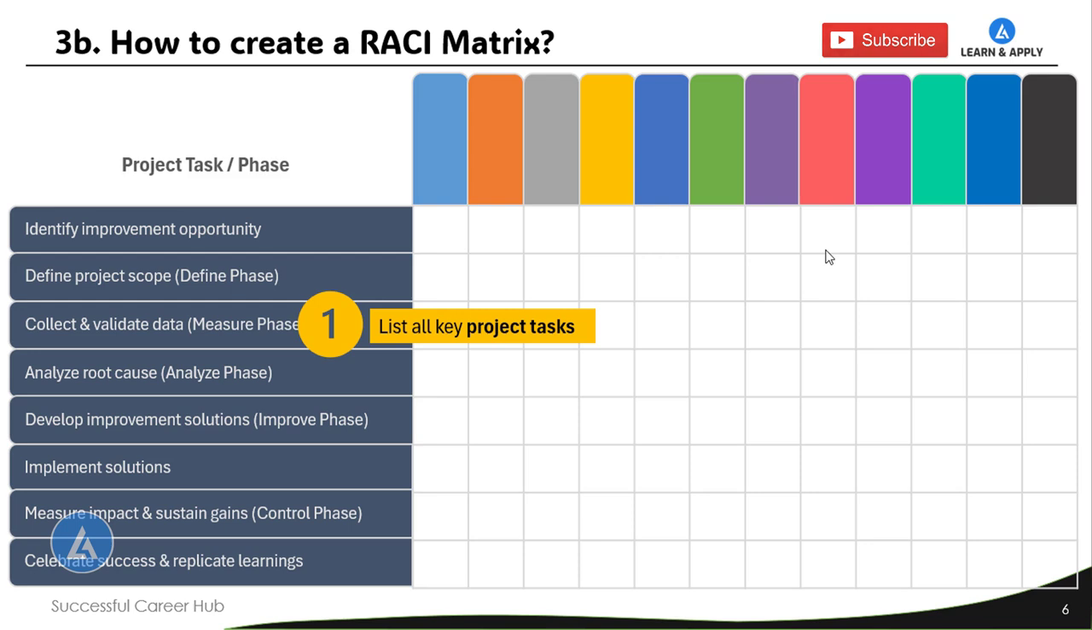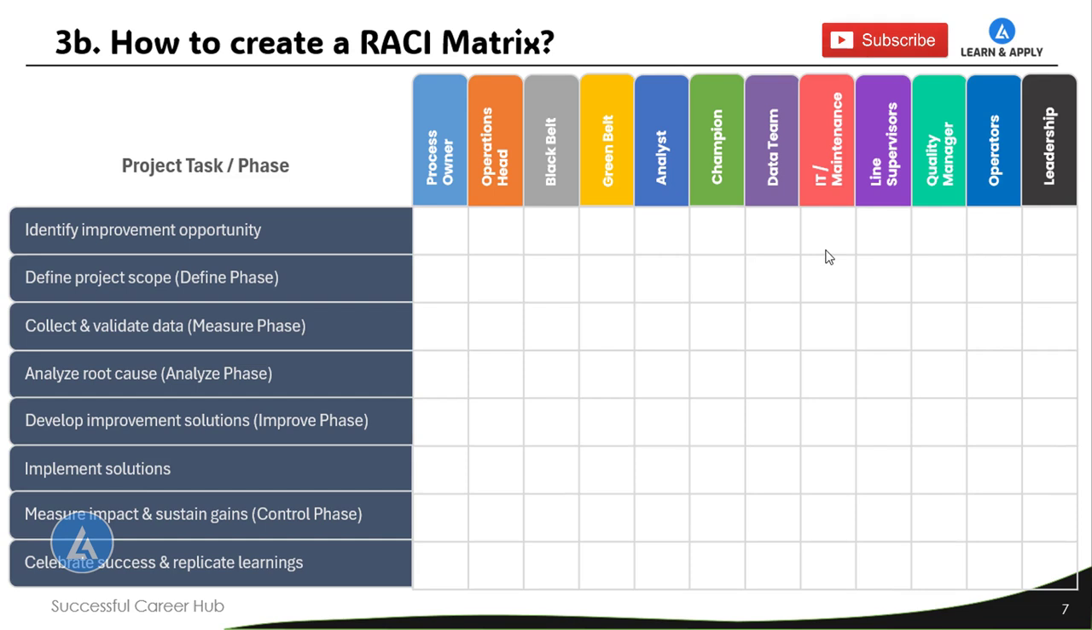Once we identify all key project tasks, then we need to move to step number 2, where we identify all stakeholders or roles involved, which includes process owner, operations head, black belt, green belt, analyst, champion, data team, IT or maintenance, line supervisors, quality manager, operators, and leadership team.